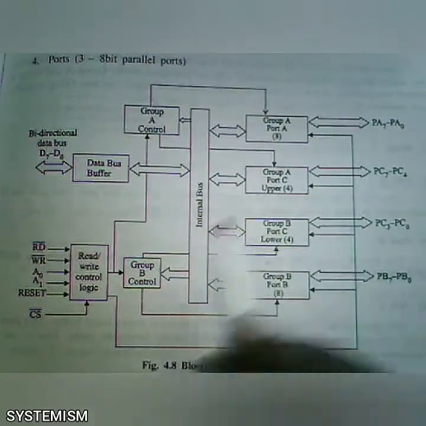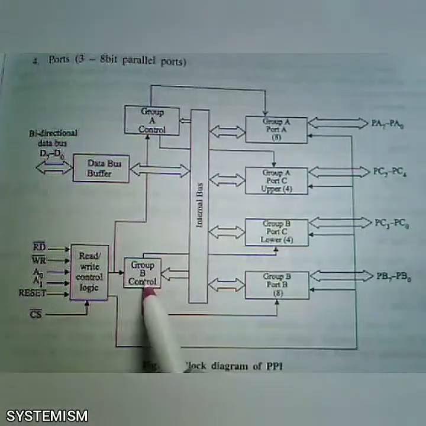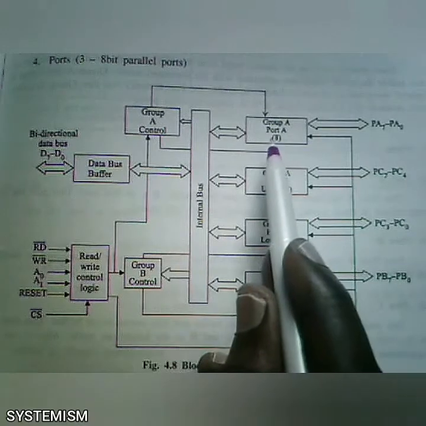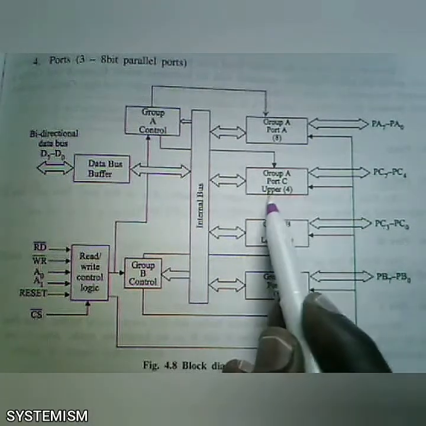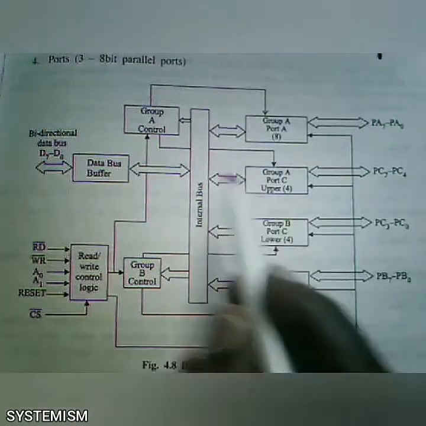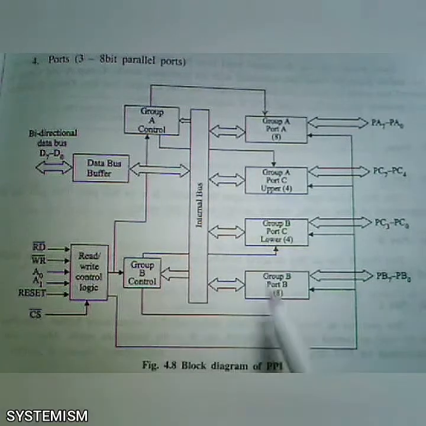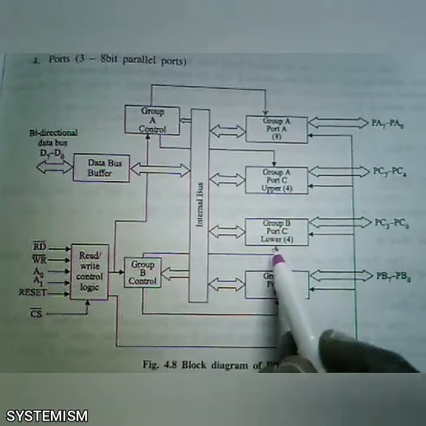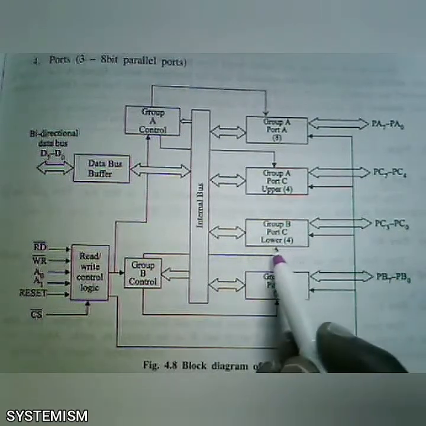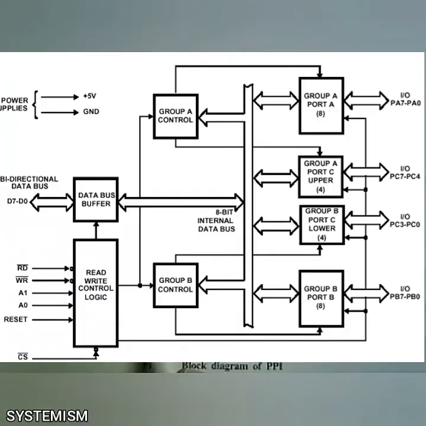This is again grouped into 2 groups, group A and group B. In group A we have port A, all the 8 pins, and your port C upper. Together this forms group A. Then group B is port B, totally 8 pins, and your port C lower 4 pins. Together this forms group B. This is what is given in this diagram.